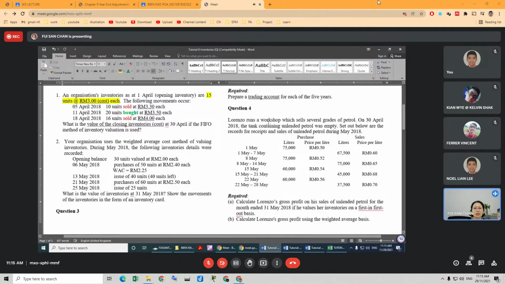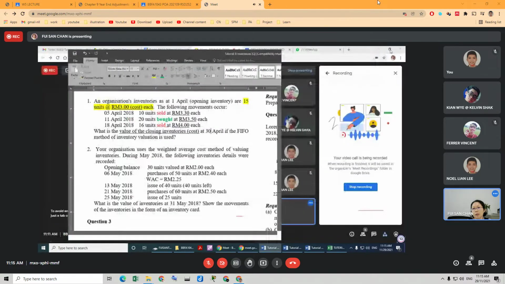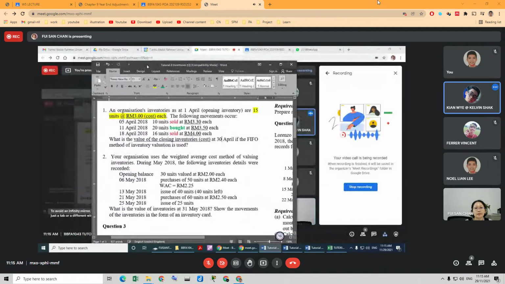Okay, so Lorenzo runs a workshop which sells several grades of petrol. On 30th April 2018, the tank containing unleaded petrol was empty. Set out below are the records for receipts and sales of unleaded petrol during May 2018. Now, when you read this question, do you have any opening stock for the month of May? No, the unleaded petrol tank is empty. Correct, actually no.